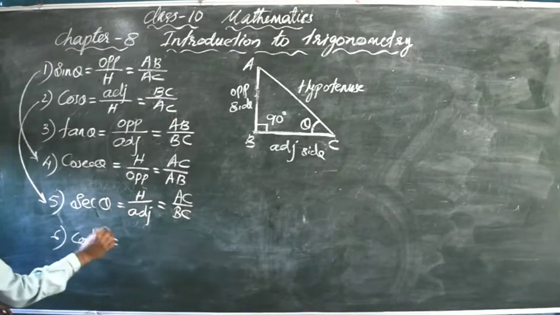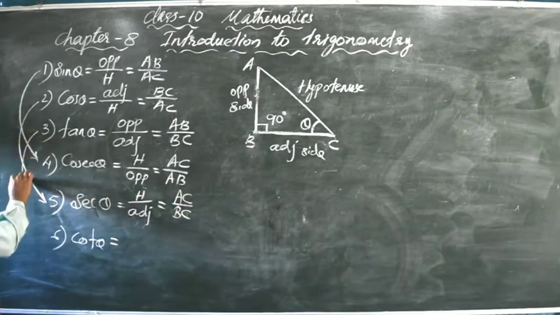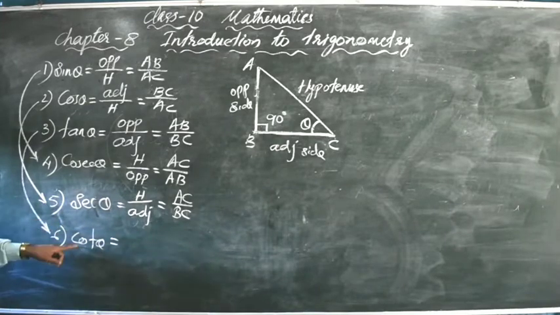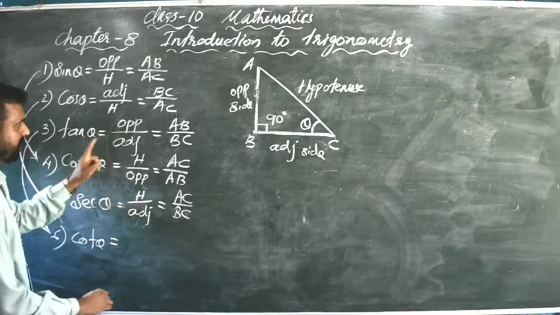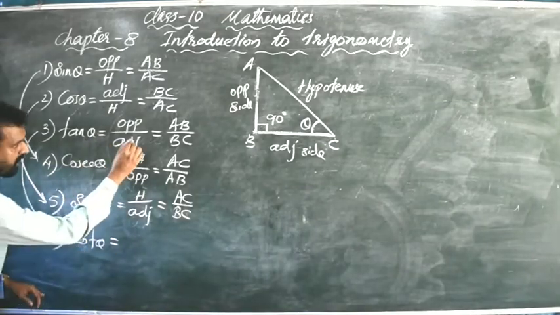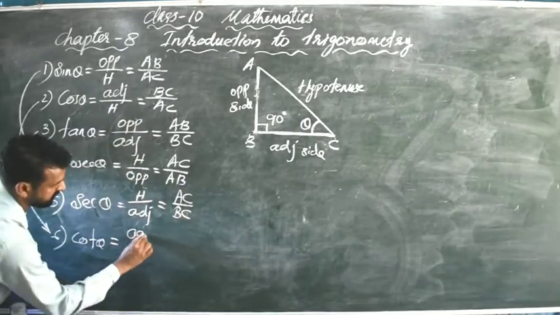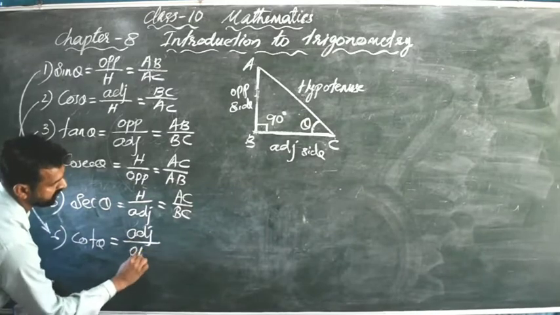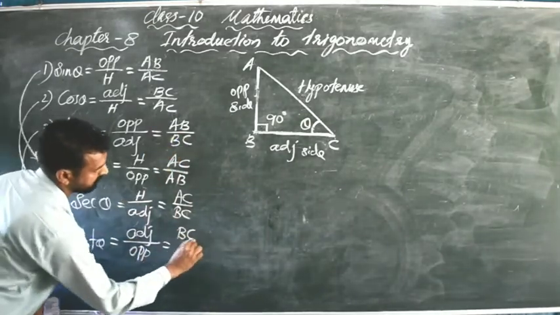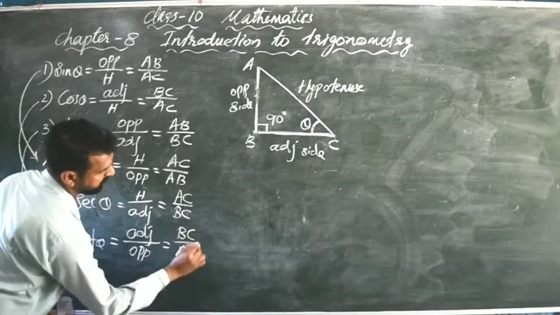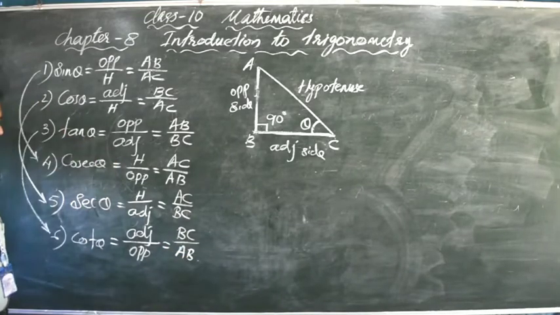Cot theta is the reciprocal ratio of tan theta. Tan theta is equal to opposite divided by adjacent. So cot theta will come adjacent divided by opposite, adjacent side divided by opposite side. That is equal to BC divided by AB.